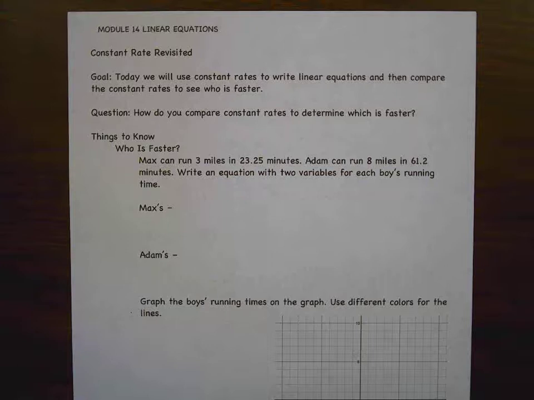Our goal for today is to use constant rates to write linear equations and then compare the constant rates to see who is faster. The question I want you to think about in this lesson is, how do you compare constant rates to determine which is faster? All right, so under the Things to Know section, the first thing we would like to do is figure out who is faster in this activity.